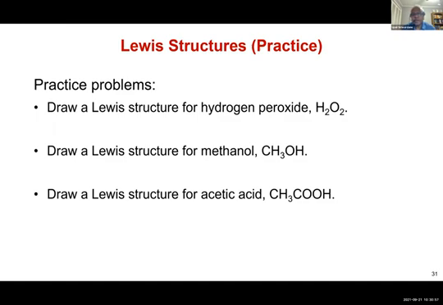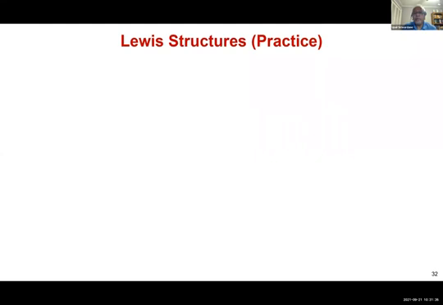In acetic acid, CH3 is bonded to a carbon, and the CH3 carbon is bonded to 3 hydrogen atoms. Then that carbon is bonded to the carboxylic acid group carbon. That C is bonded to oxygen with a double bond and to an OH group. So I'm going to do these problems.